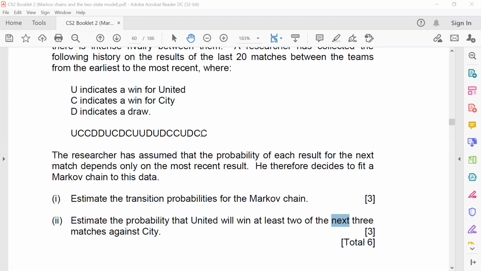They are saying now the last match was the match won by City. And now they are talking about the next three matches. So when we have these next three matches, these are the transitions that we'll be looking for. But the information we know is that today City has won the match. So whenever we'll be looking at the probabilities, you will have to start from City to U or City to City or City to draw, if that comes in the picture. So something like that you'll have.